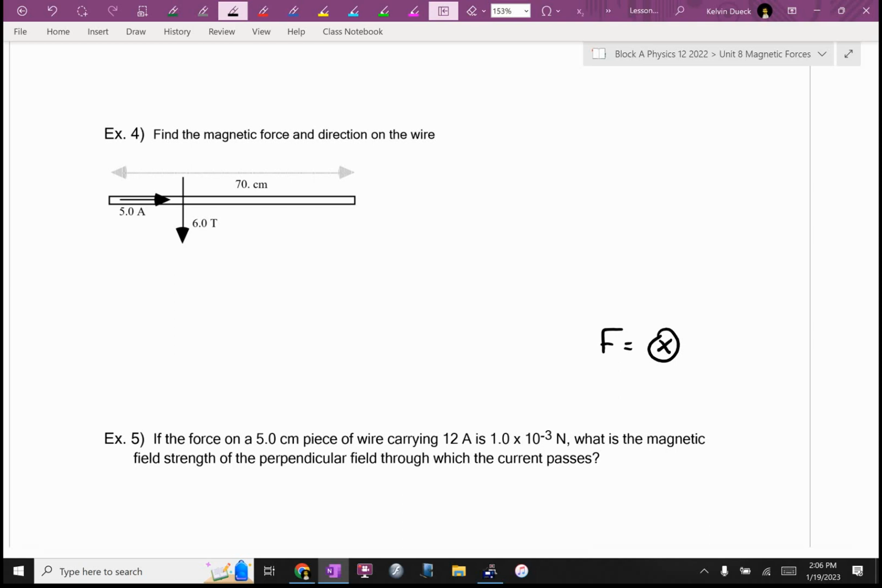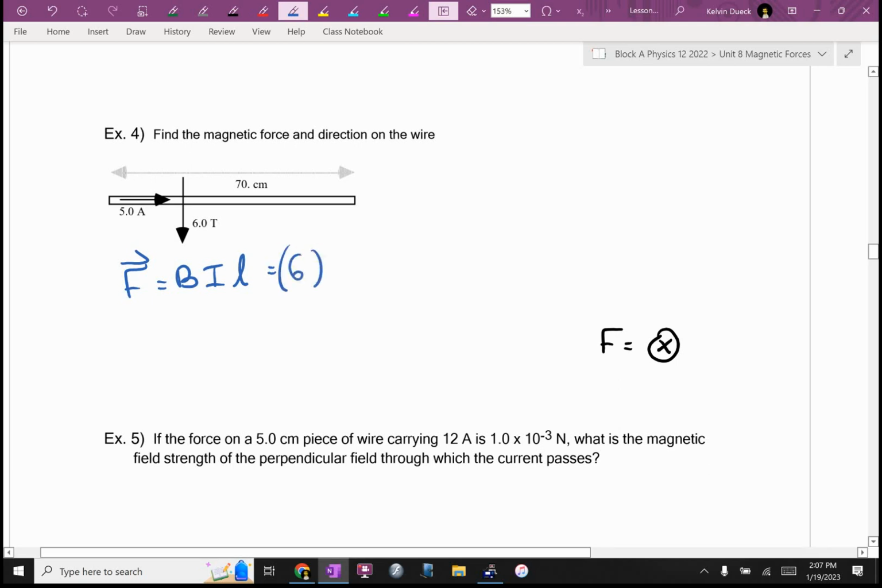Okay? Now let's find the magnitude. F equals BIL. Why do I use a lowercase handwritten l? Why would I not want to write it this way? Yeah, don't do that. You can use a capital L. A capital L is technically taken by something else, so I use a lowercase handwritten cursive l. Just a habit. How big is the magnetic field?